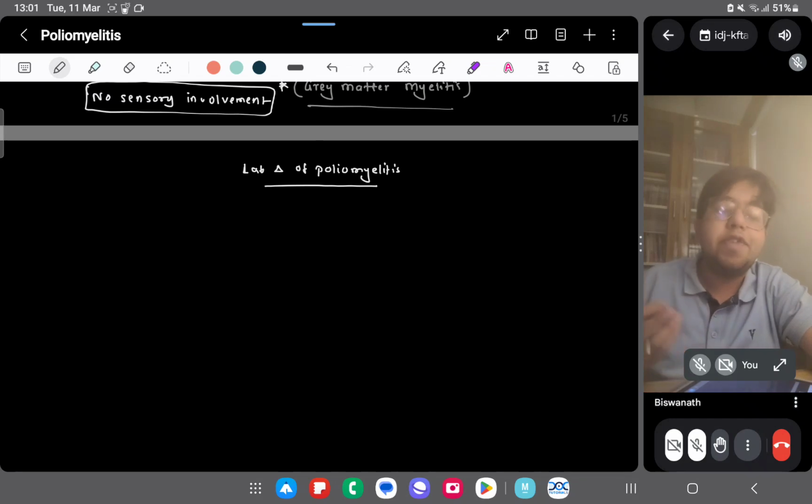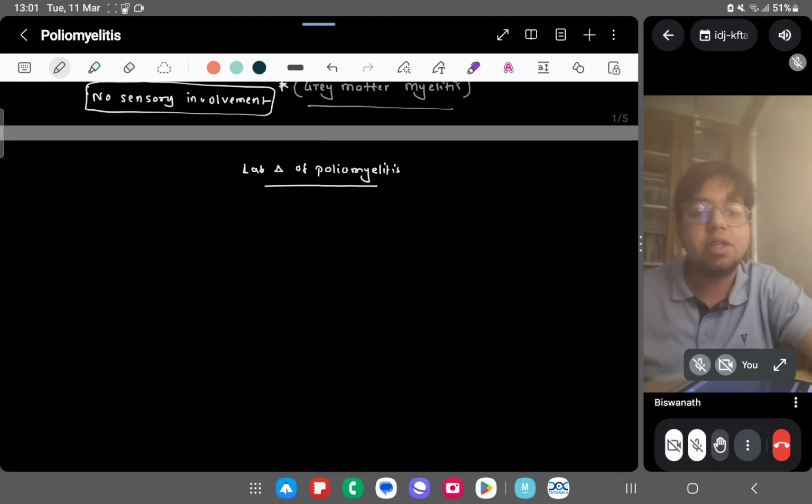Of course, you can use molecular methods like PCR, antibody detection, neutralization, multiplex PCR. You all know that this is a common thing. You have to write all this in nearly all infections, right?